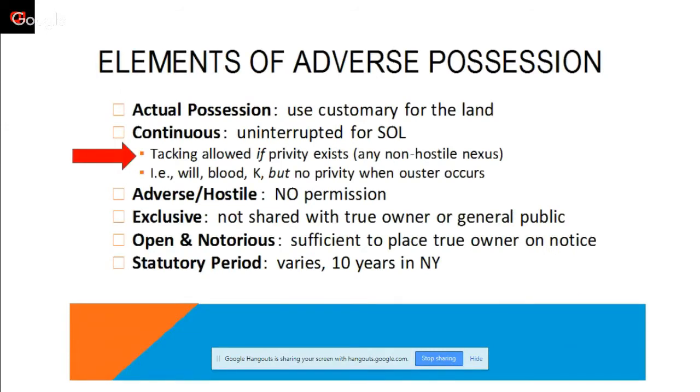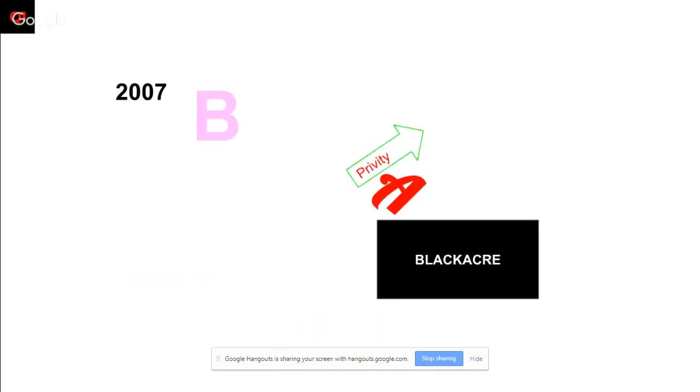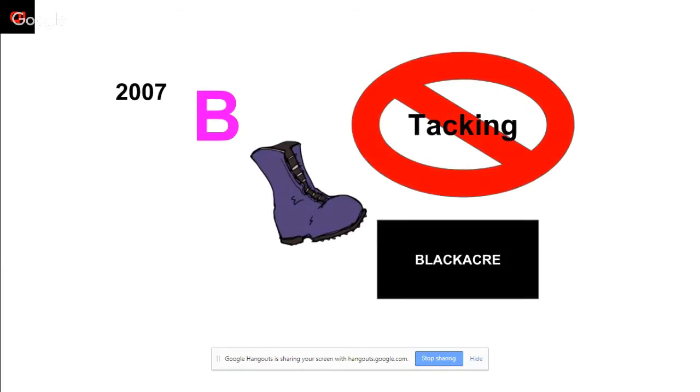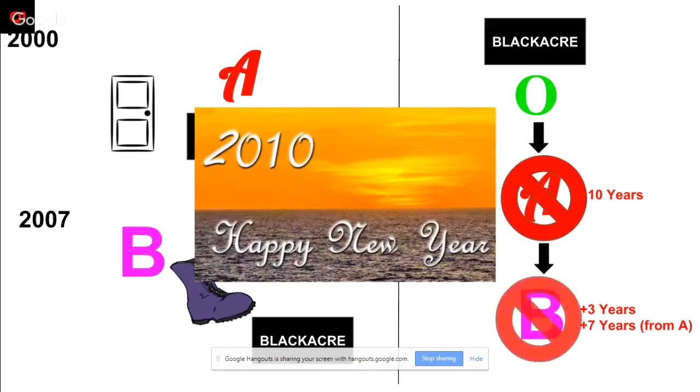Now it says tacking is allowed if privity exists. So what is privity? A relationship between persons who successively have a legal interest in the same right or property. But remember, it said no privity if we have an ouster. So in 2007, when B came and said, quote, "Get out of here, I'm taking over," he not only kicked out A, but he ousted the privity with A. So since B isn't allowed to tack because he has no privity, then in 2010, B is not eligible to have ownership of Blackacre. It just doesn't have enough time.